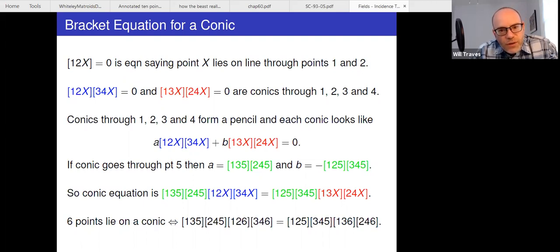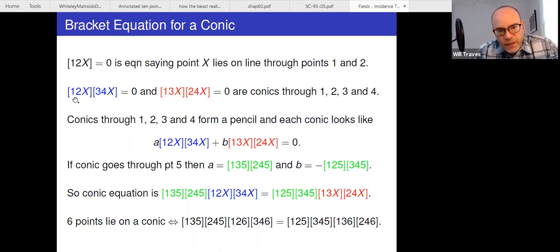Suppose I have 5 points, 1, 2, 3, 4, and 5, and I'd like to get the equation for the conic through all 5. Look at the conics through the first 4 points. There's what's called a pencil of conics. There's a whole family of conics that go through just 4 points. And I can give you 2 examples of conics that go through those 4 points.